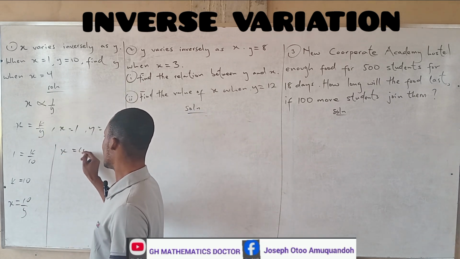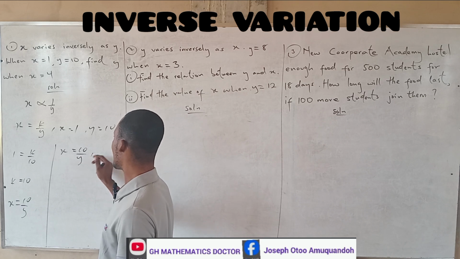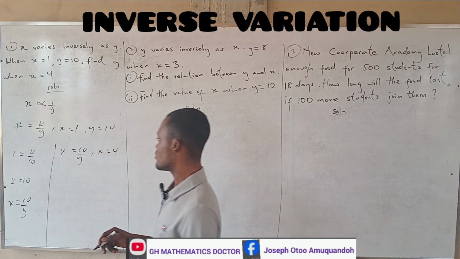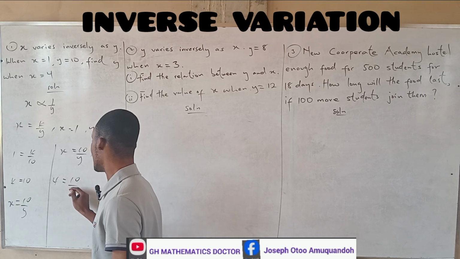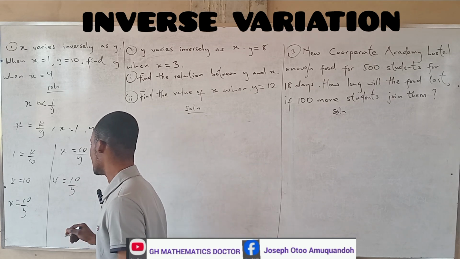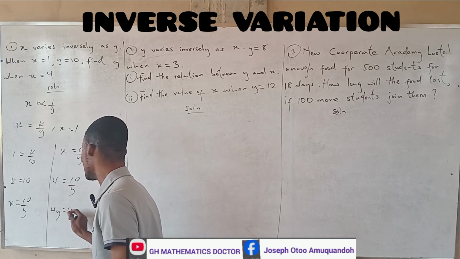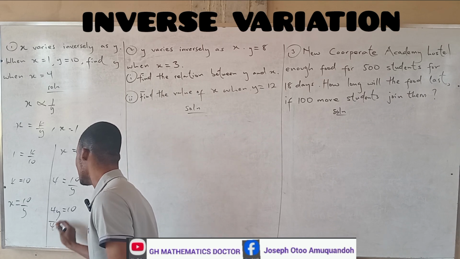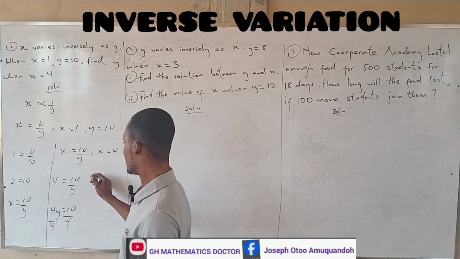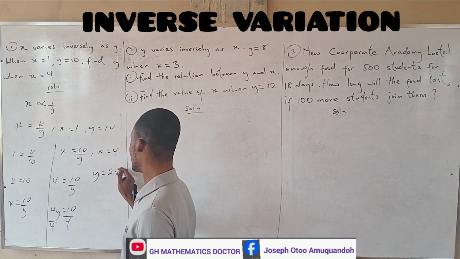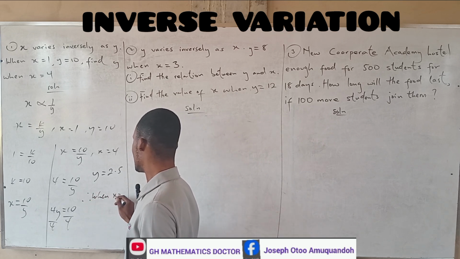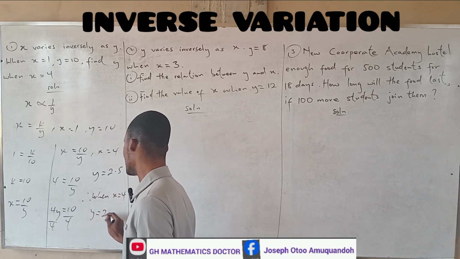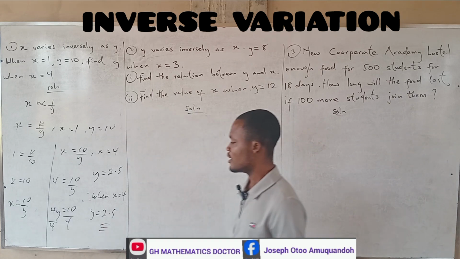So x equal to 10 over y, when x is equal to 4, so that we can find the value of y. And we have 4 equal to 10 over y. Then cross multiply, we are going to get 4y equal to 10 and divide both sides by 4. So we say that y is equal to 2.5. So therefore, when x equal to 4, then y equal to 2.5. So this is the final solution.